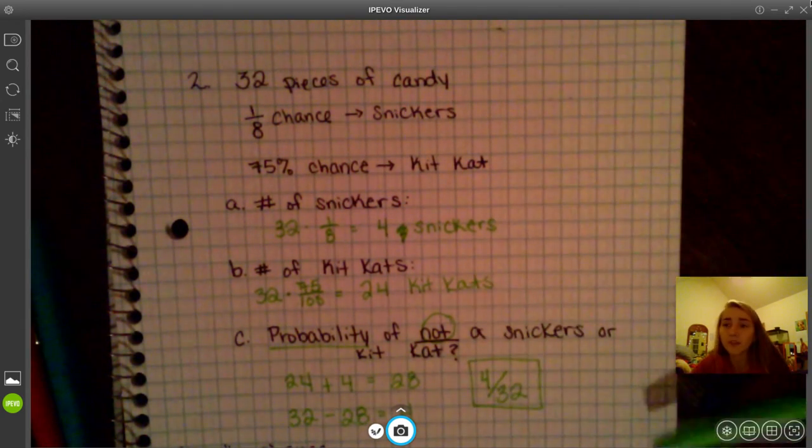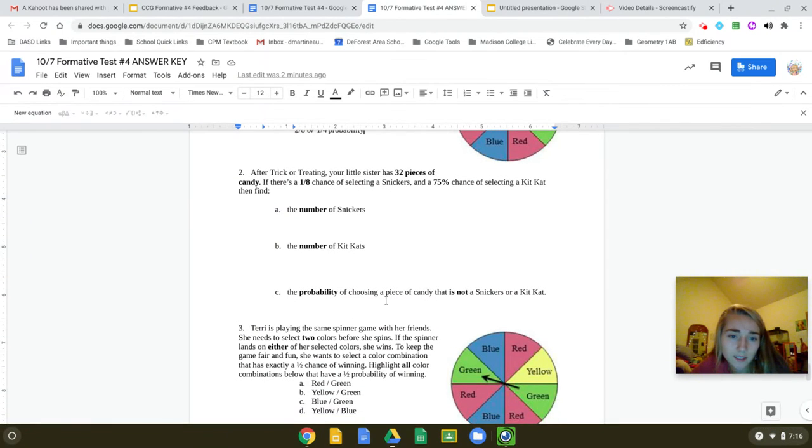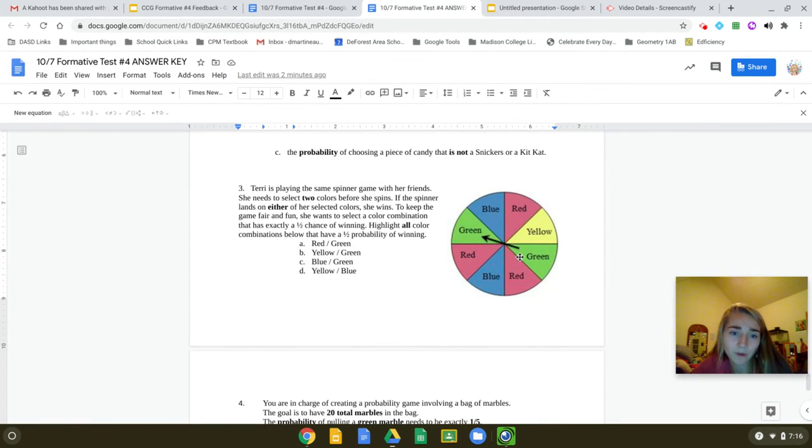Okay. Now going back to this, we're looking at this spinner here, and we want to know, Terry's playing a game, the same spinner game with her friends, and she needs to select 2 colors before she spins.